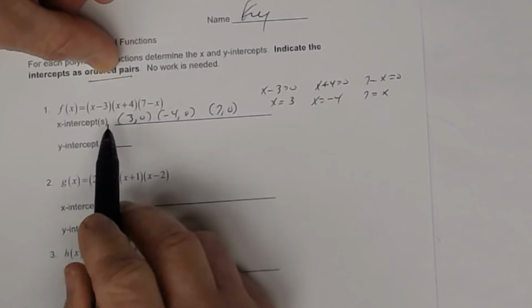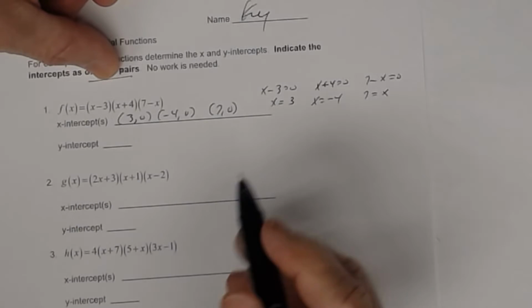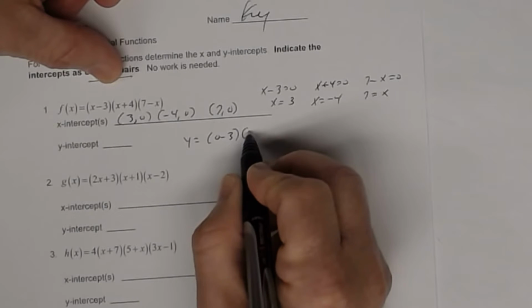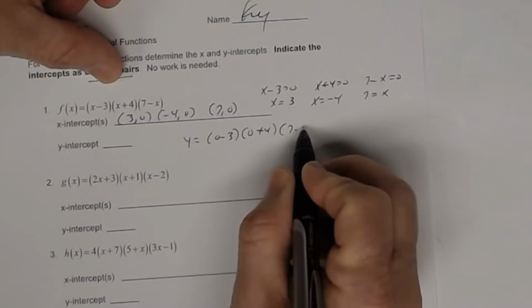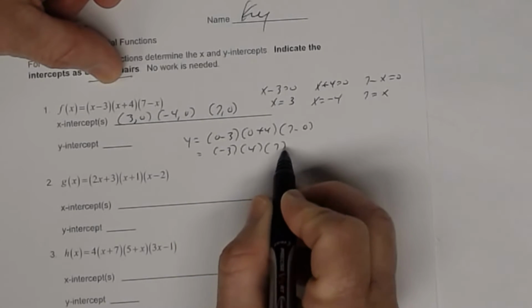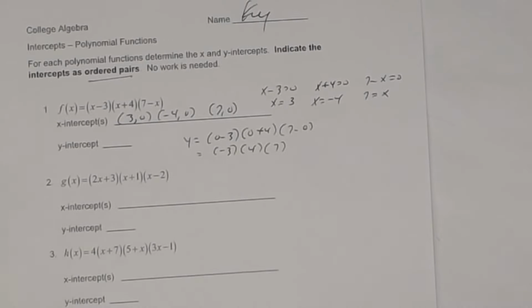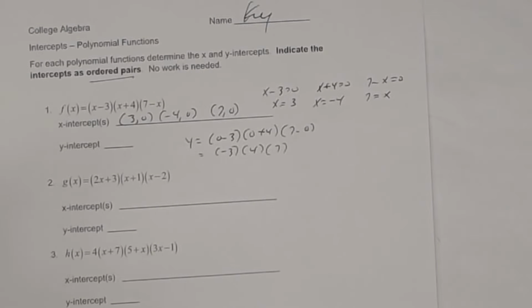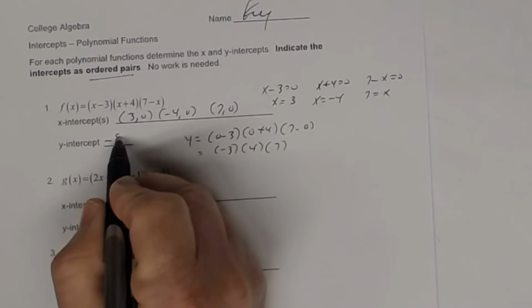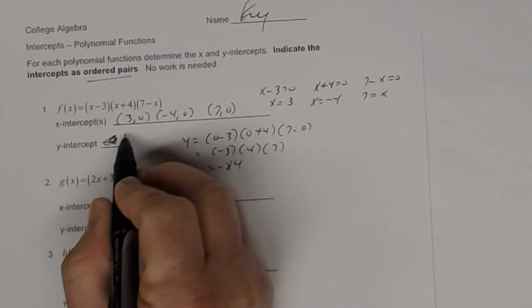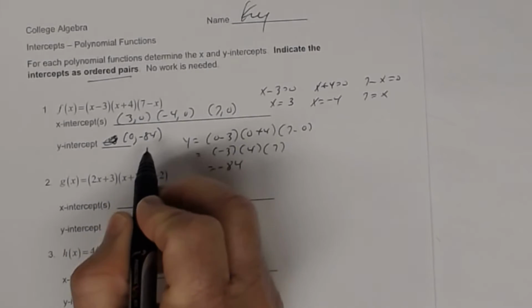And then to find the y-intercept, remember, that's where you let x equal 0. So we have y equals (0 minus 3) times (0 plus 4) times (7 minus 0). And so this is a negative 3 times a positive 4 times 7. And then just go ahead and use your calculator. Negative 3 times 4 is negative 12, and then negative 12 times 7 will give you negative 84. They did want you to write this as an ordered pair, so it's going to be (0, -84).